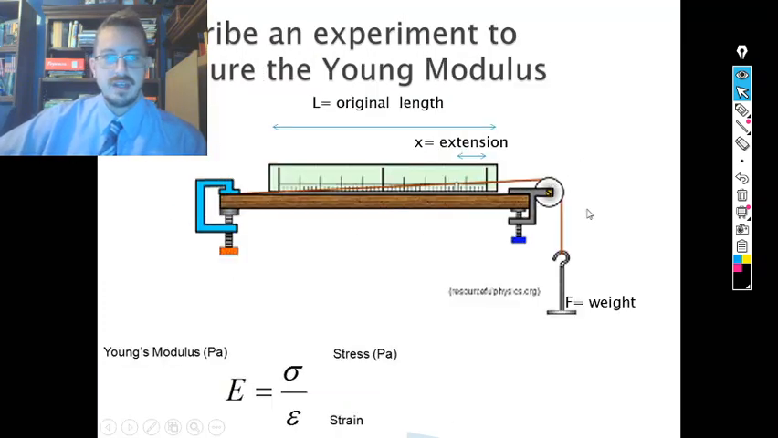Here again is another slide describing an experiment to measure the Young modulus that we talked about before.